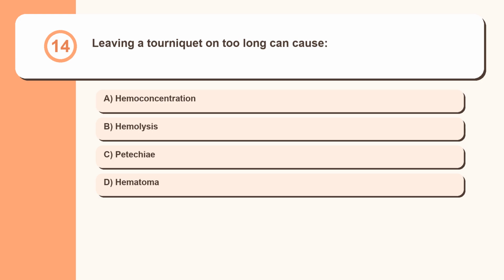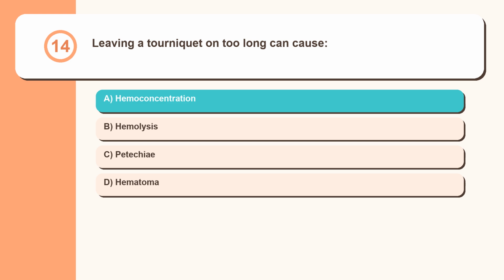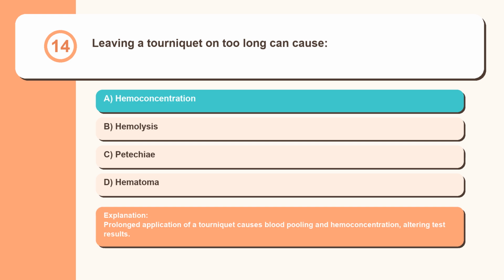Question 14. Leaving a tourniquet on too long can cause hemoconcentration, hemolysis, petechiae, hematoma. Prolonged application of a tourniquet causes blood pooling and hemoconcentration, altering test results.